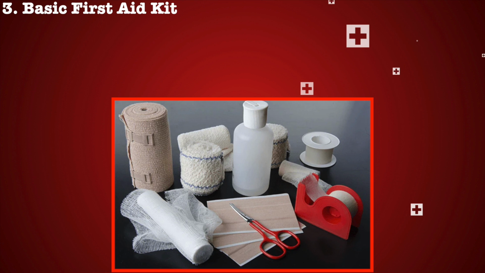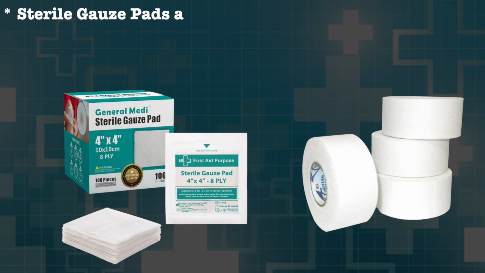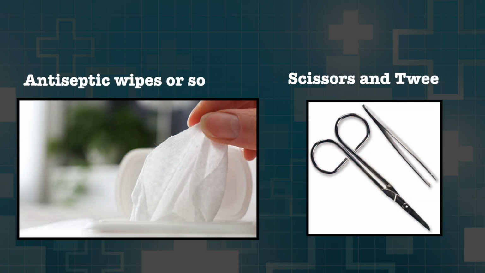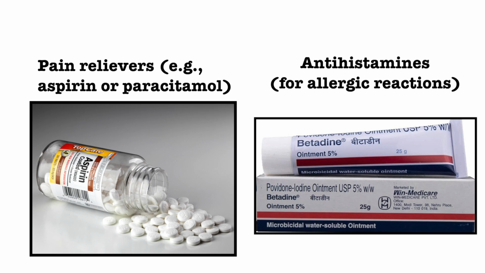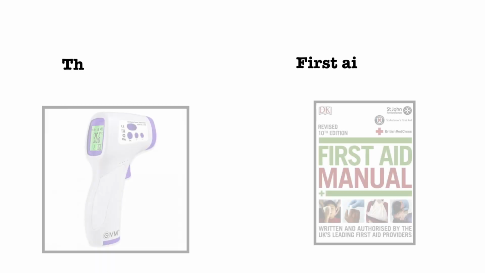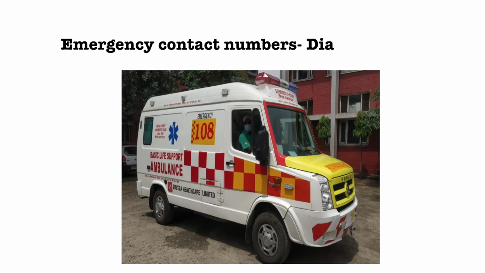It typically contains adhesive bandages of various sizes, sterilized gauze pads and adhesive tape, antiseptic wipes and solutions, scissors and tweezers, disposable gloves, CPR face shield or mask, pain reliever, for example aspirin or paracetamol. Then for allergic reactions, some antiseptic cream, thermometer, first aid manual and instructions, and at last, emergency contact numbers should also be provided in a first aid kit.